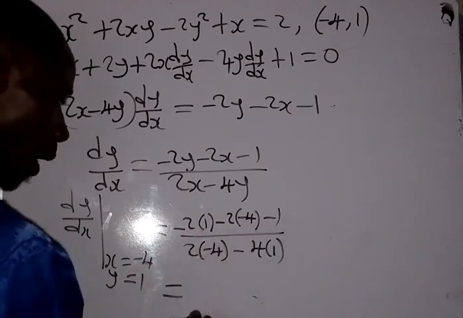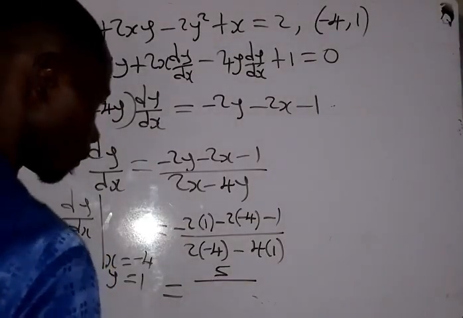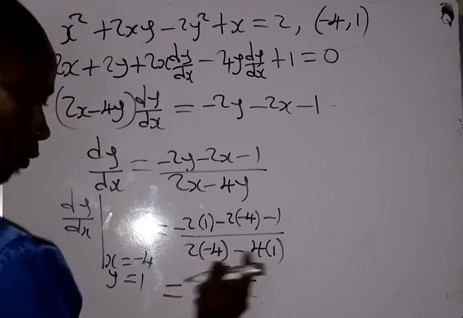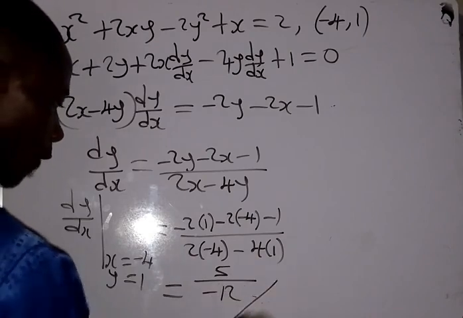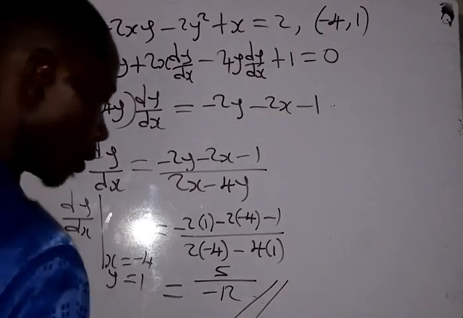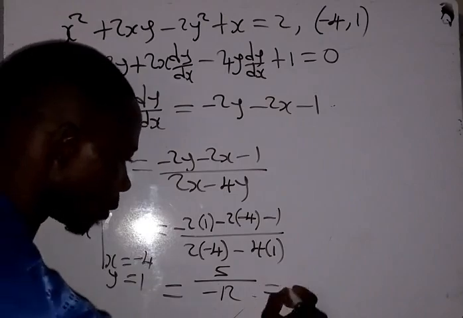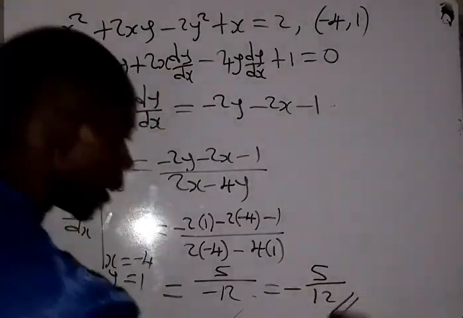6 minus 1, that will be what? 5. All over, this time, this is minus 8. Minus 8 minus 4, it will give us minus 12. So our final answer will be minus 12, or let me rewrite it so that it will be minus 5 all over 12 as a final answer.